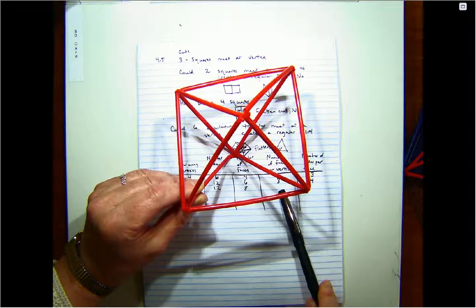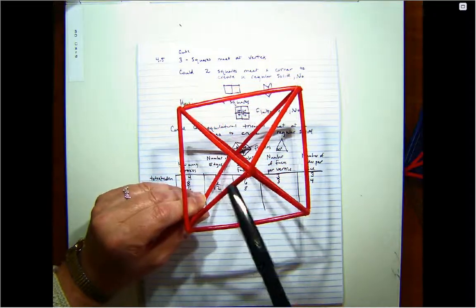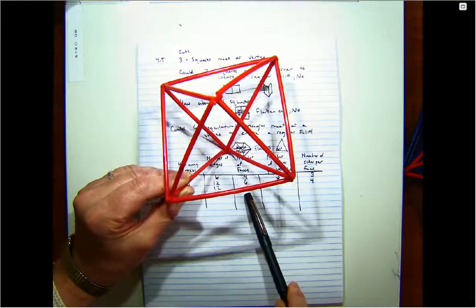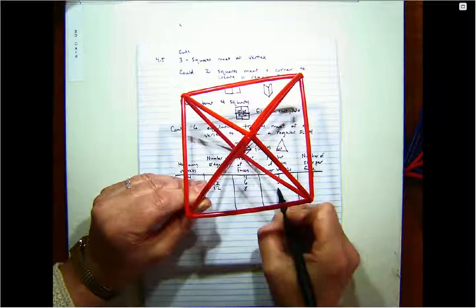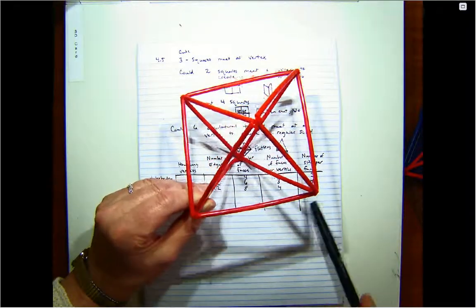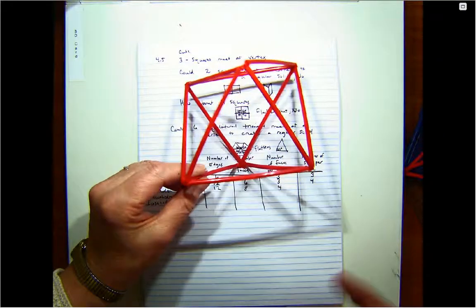Number of faces per vertex. So this is, number of faces was 8. Yeah, we did that. And then number of faces per vertex at each corner, 4 are meeting. 4. Yeah. And number of sides per face, each face is a triangle. And so 3, yes.